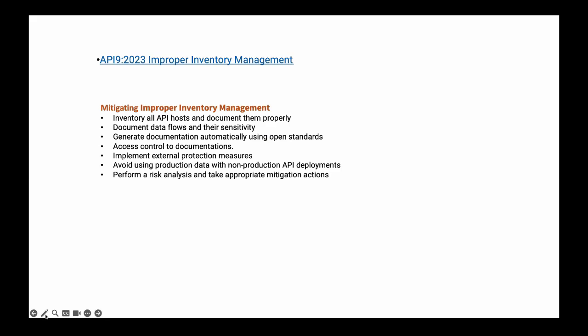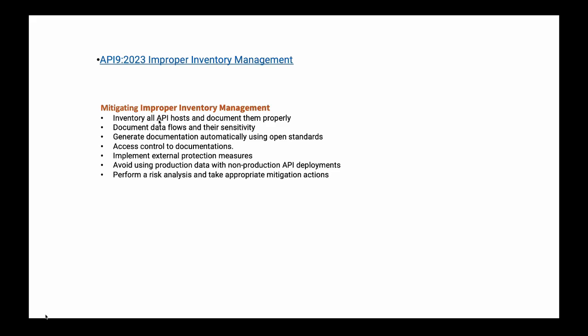Access control to documentation should be top priority, so not everyone should be able to access these documentations, whether inside your organization or outside. Need to maintain proper access control to these documentation for your application or API. Then you can implement external protection measures such as API security solutions for all exposed versions of APIs.